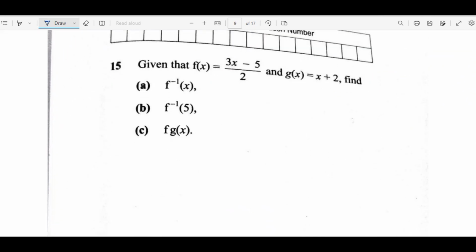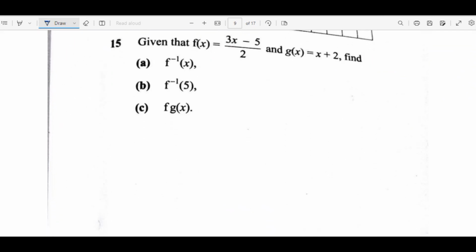Okay, we move on to question 15. Given that f of x is equal to (3x minus 5) over 2 and g of x is equal to x plus 2, find f inverse of x. Now, most of the functions have the same pattern, so you just have to master stuff like this.